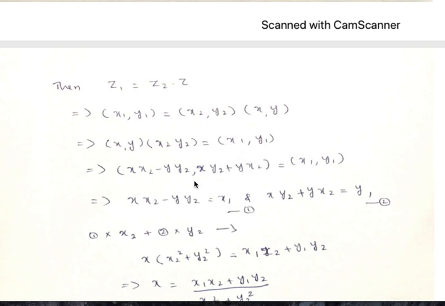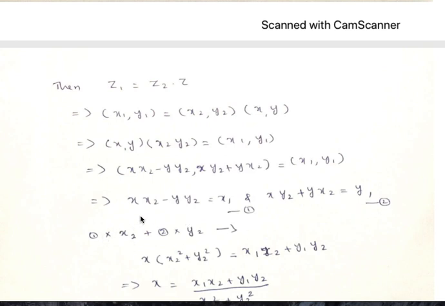Now two complex numbers are equal only when the real and imaginary parts respectively are equal. So equating real parts, you get this, and equating imaginary parts, you get this. I call this equation 1, I call this equation 2. Now you just have to solve these two equations to get x and y. Don't forget that here our unknowns are x and y. So these x1, x2, y1, y2, they are just like numbers.